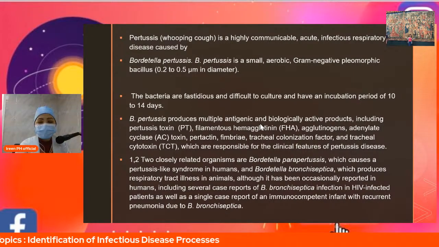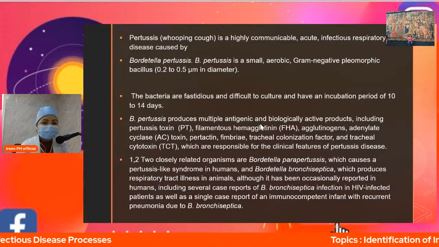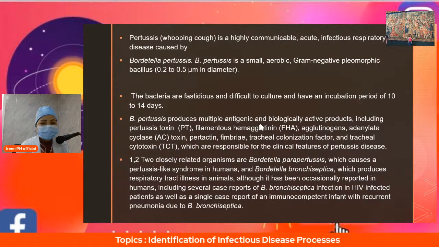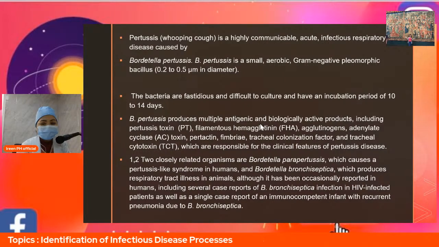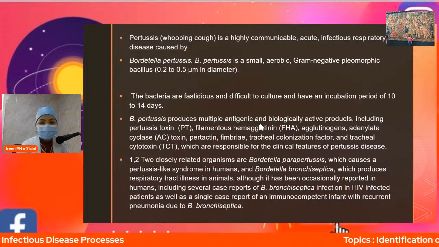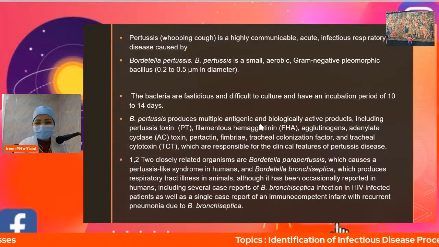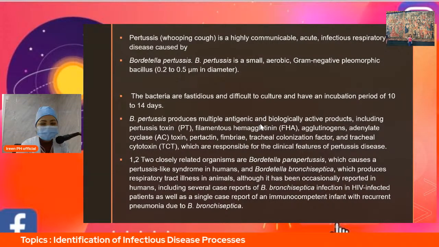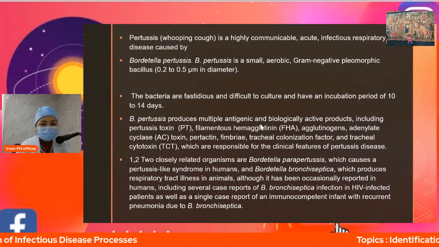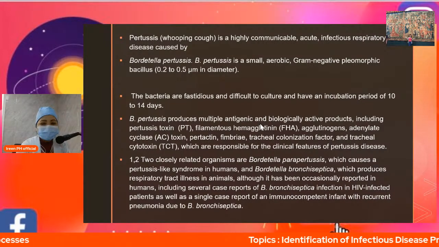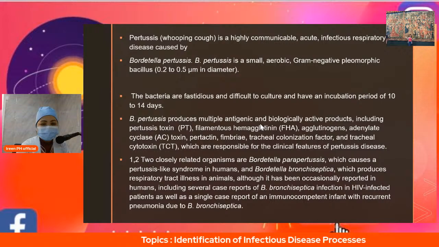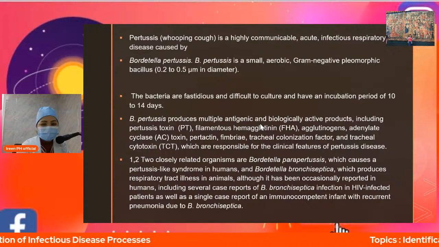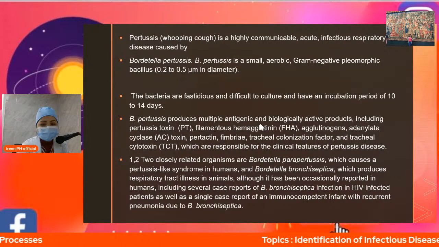Whooping cough is a highly communicable acute infectious respiratory disease caused by Bordetella pertussis. It is a small aerobic gram-negative pleomorphic bacillus, 0.2 to 0.5 micrometers in diameter. The bacteria is fastidious, difficult to culture, and has an incubation period of 10 to 14 days.